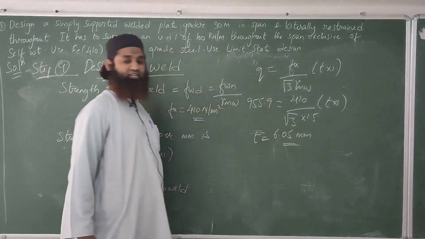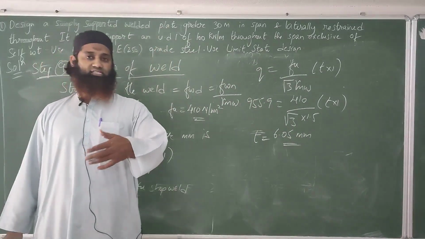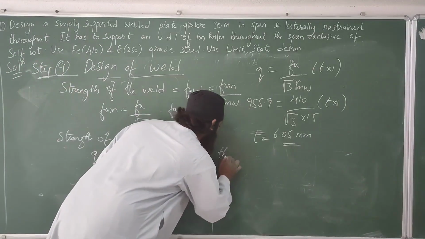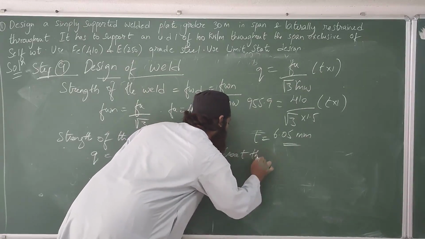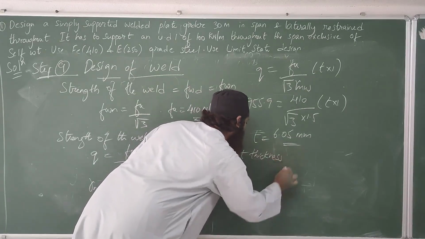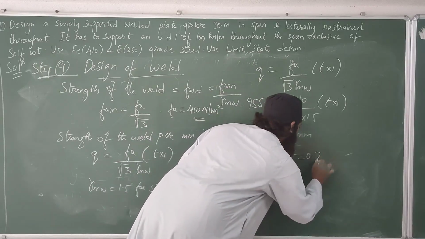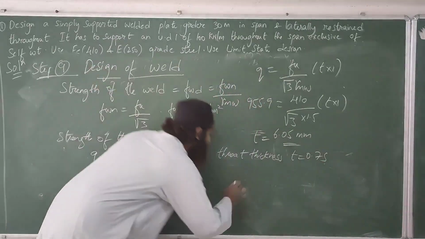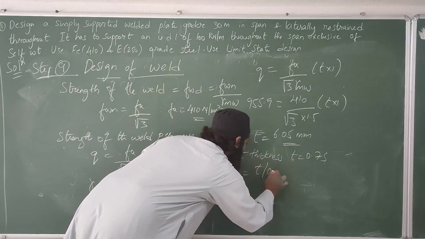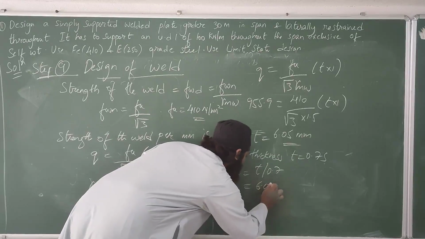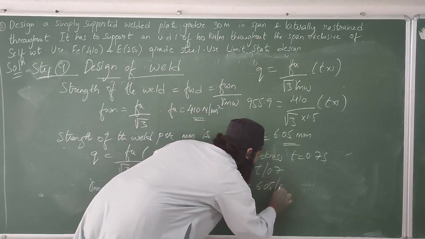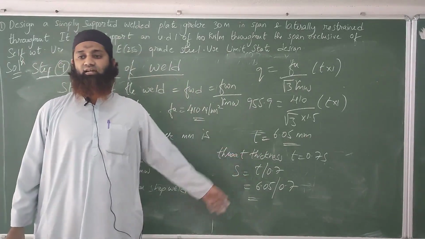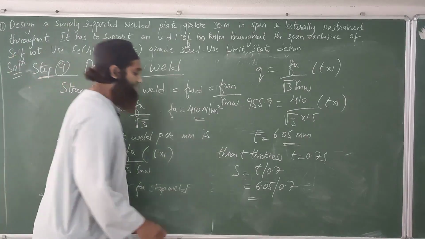So this is the throat thickness, but we still have one more step left. Throat thickness T is equal to 0.7 S. We want to know the value of S here. So S is equal to T by 0.7, that is 6.05 by 0.7. So this value I am getting is the size of the weld. S is the size of the weld, which is around 9 mm.